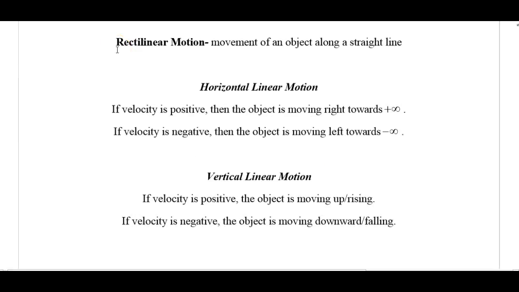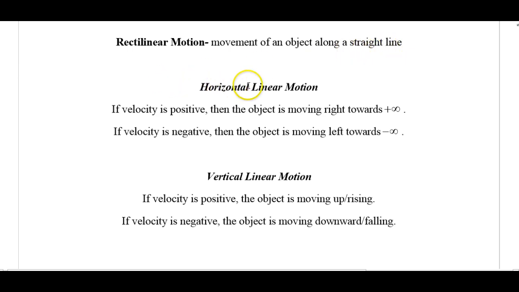Alright, the next few pieces of information are going to be facts that you need to know about rectilinear motion, which is just movement of an object along a straight line. Because we can have two different types of straight lines, horizontal and vertical, it's important we talk about both.